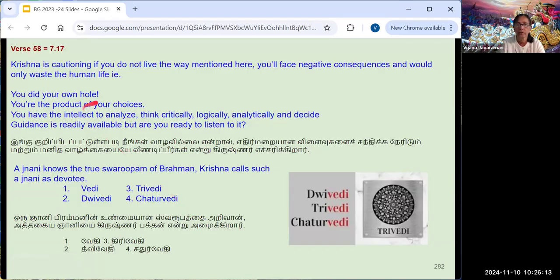Krishna is cautioning, if you do not follow the way mentioned here, you will face negative consequences and would only waste the human life. You dig your own hole, you are the product of your choices, you have the ability, intellect to analyze, think, and make decisions. Guidance is readily available, Upanishads and Bhagavad Gita, but are you ready to listen to it?